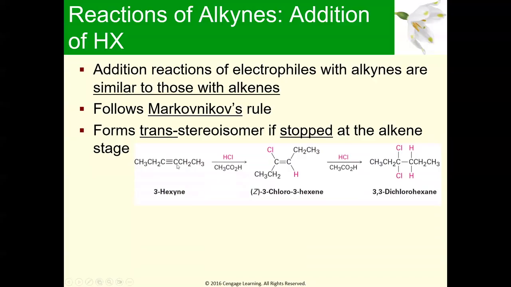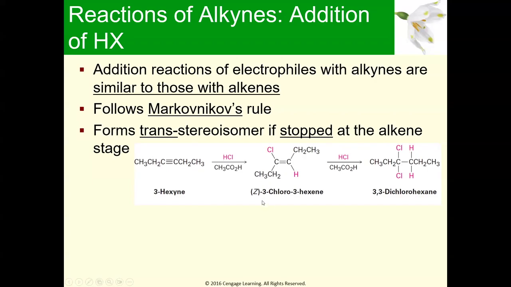And here's a picture of that. So if I had this triple bond and I add 1 unit of HCl, 1 equivalent of HCl to it, now this one we don't have to worry about Markovnikov's rule because it's the same on both sides of the triple bond. It's 3 carbons, 3 carbons. There's no difference in substitution. So you end up with a double bond and the 2 alkyl groups are trans from one another.